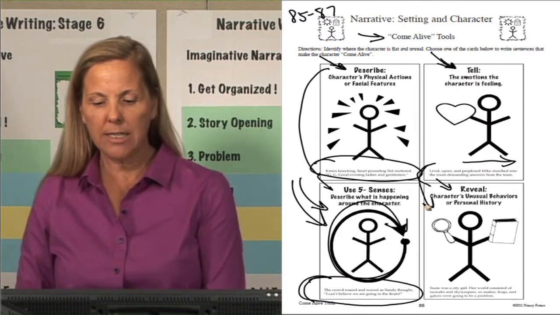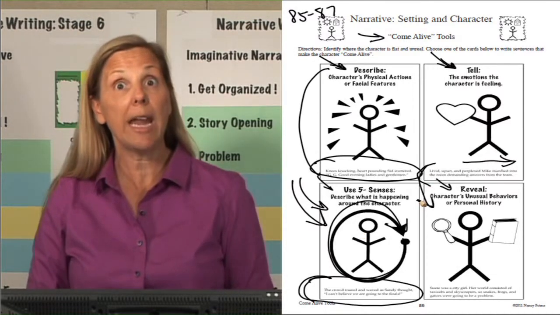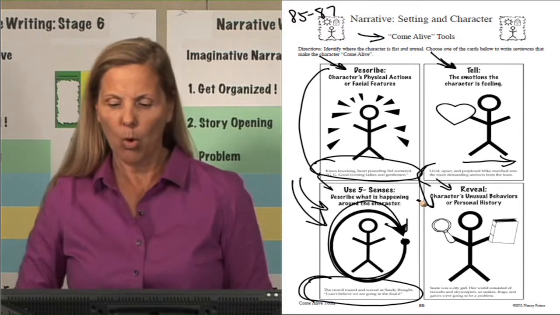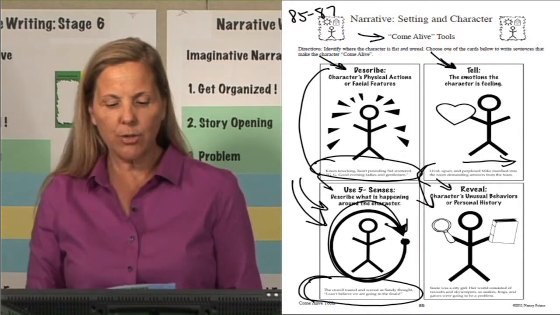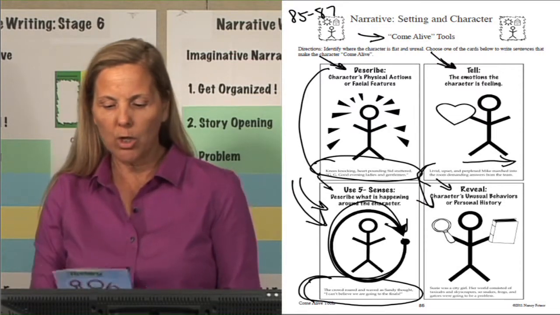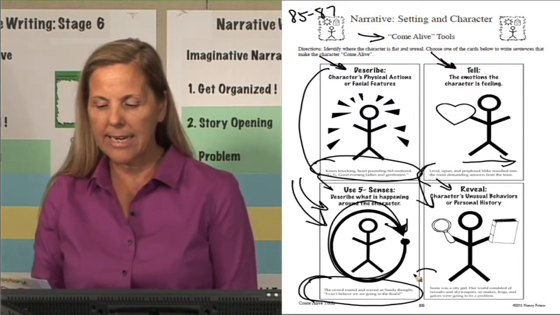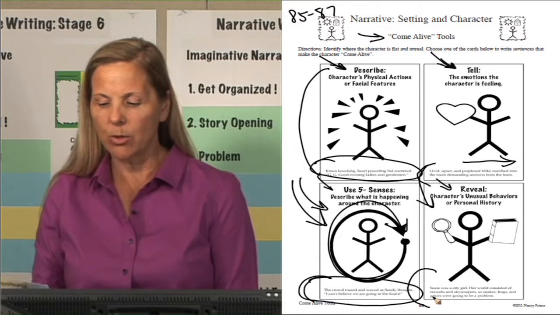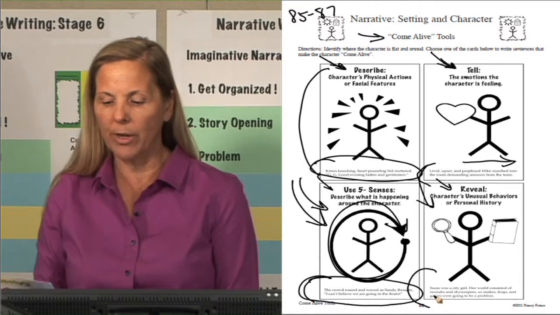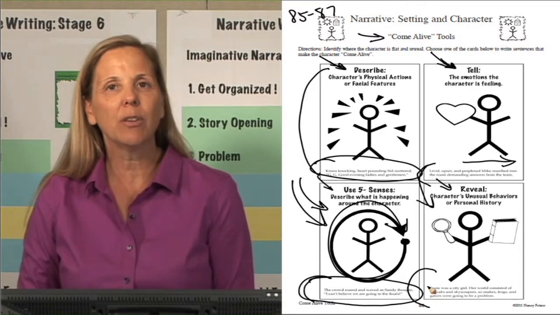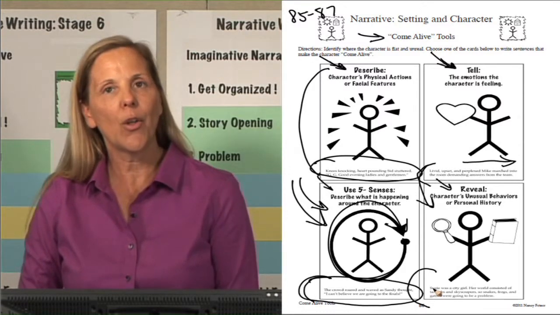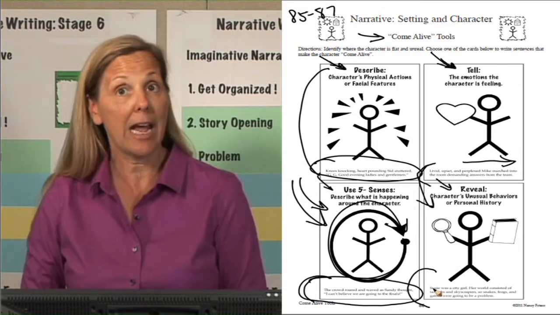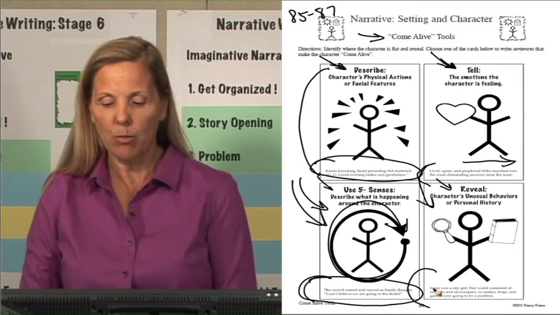The last one is just reveal unusual behaviors about the character or their personal history. Let's look at the example. Susie was a city girl. Her world consisted of taxi cabs and skyscrapers, so snakes, frogs, and gators were going to be a problem. What a wonderful way to reveal who she is and also show what's going to happen to her next in the story.